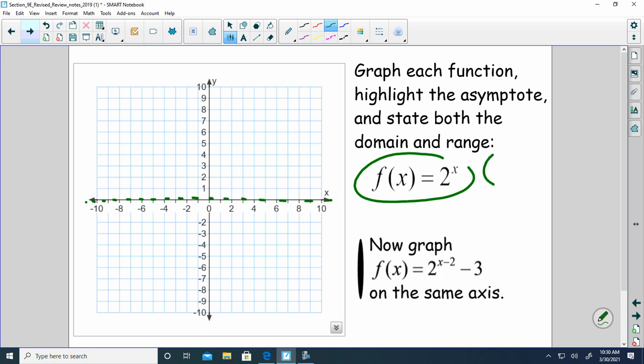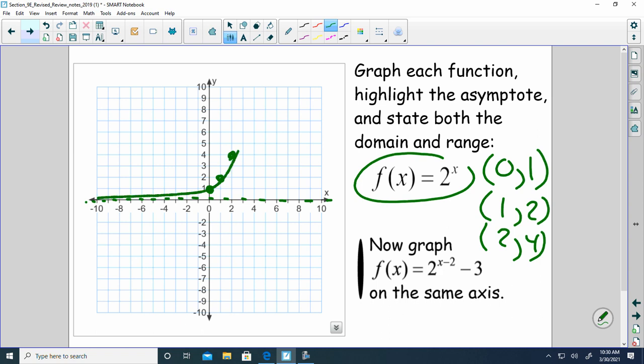If I plugged in some values, if I plug 0 in, 2 to the 0 power is 1, so I get here. Maybe if I plug 1 in, 2 to the first is 2. Maybe even if I plug 2 in, 2 squared is 4. So I definitely can see my points done. That's our parent function of an exponential function.